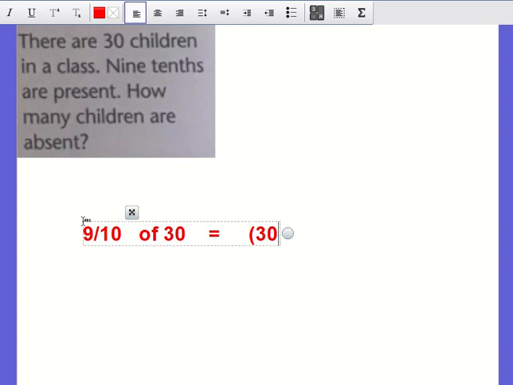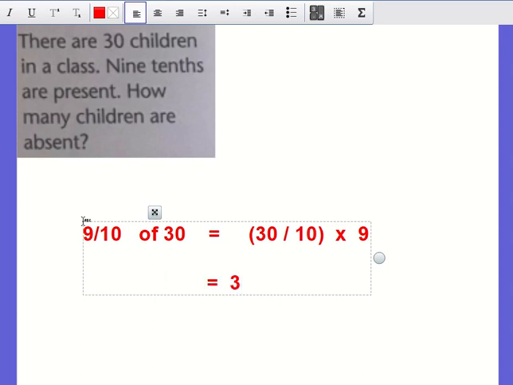Okay, and that is going to be equal to 30 divided by my denominator. My denominator is 10, so it's 30 divided by 10. And then it's going to be times by my numerator, which is 9. So 30 divided by 10 is 3. So it's 3 times 9. Now I just need to do 3 times 9.